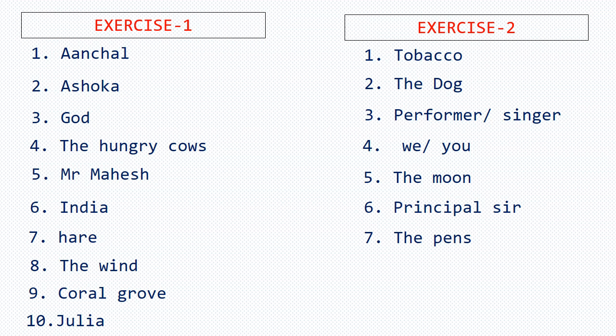Number 8, dash is the capital of India. Do you know what is the capital of India? Very good, and it's very important. You all must know Delhi is the capital of India. Dash was the first president of India. Dr. Rajendra Prasad was the first president of India.